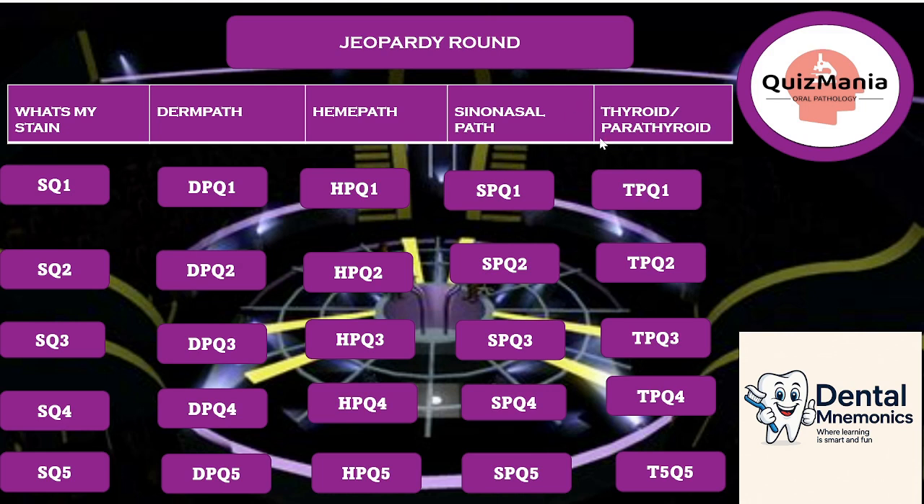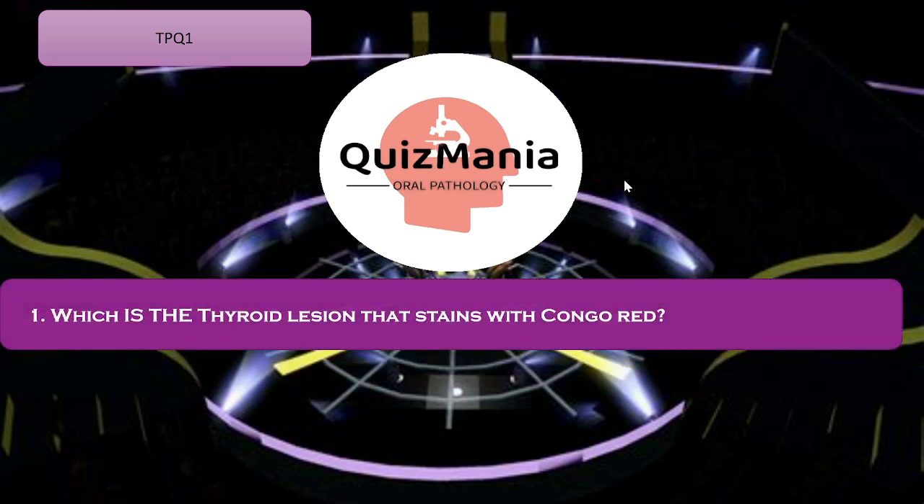So let's go to the first question related to thyroid and parathyroid. So the question is, I want you to name the thyroid lesion that stains with Congo red.